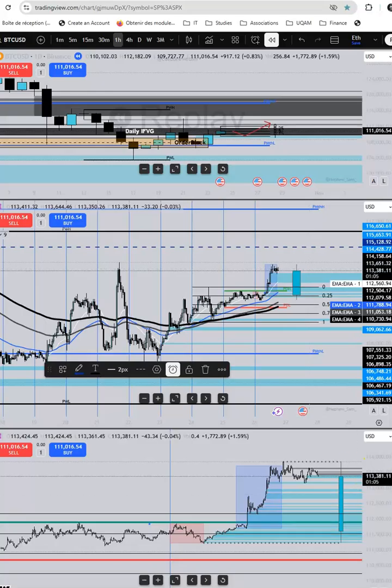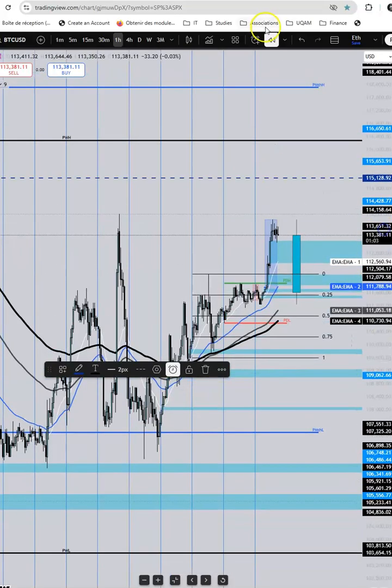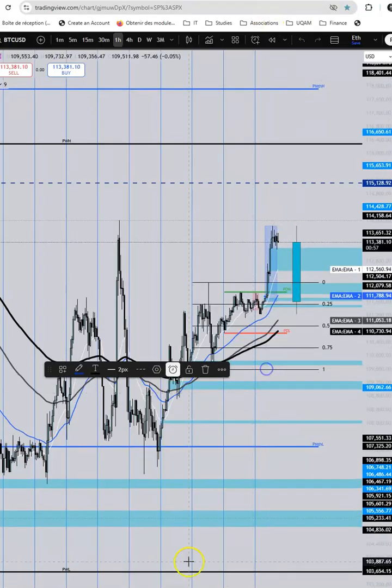We go to the hourly candle. So we're going to get back in time. There's something I'm going to have to consider.